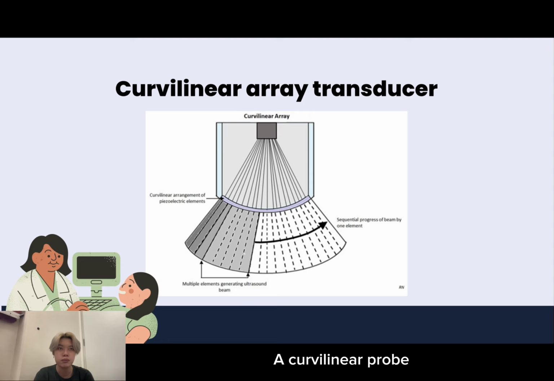A curvilinear probe is a great tool for visualizing intra-abdominal tissues since it employs lower frequency ultrasound, which allows for deep penetration and a large depth of focus.